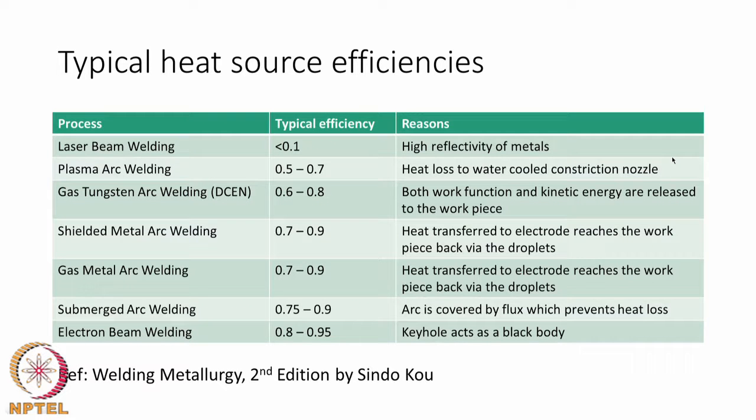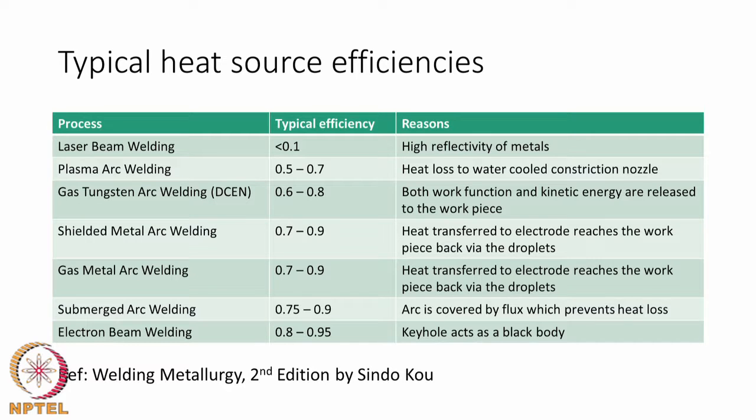So, here is a summary of the heat source efficiencies including laser and arc, organized from lowest to highest efficiency values that we have found in the literature. These are available with a lot of discussion in the book by Sindokov, and I am presenting a summary here. Laser beam welding, as we have just seen, has an efficiency much less than 10%, because of the high reflectivity of the metallic materials.